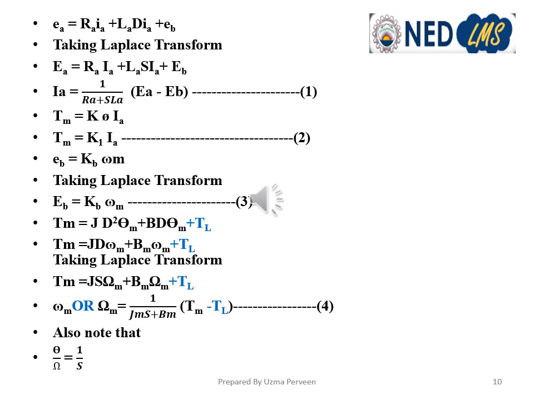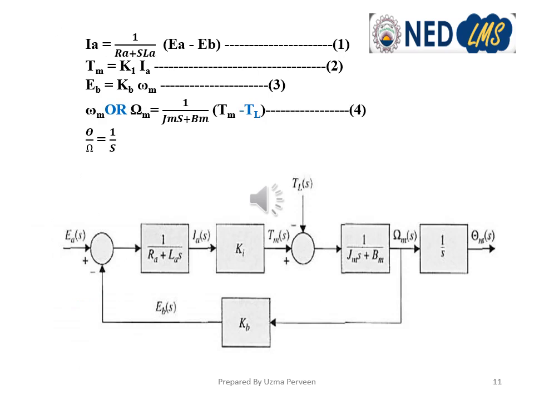As we know that theta equals omega upon s, this is the relationship between angular displacement and angular velocity. We'll use it while we draw the block diagram. So we have actually 4 equations here which we'll use to construct the block diagram of the DC motor. This is the summary of the 4 equations we have just derived.